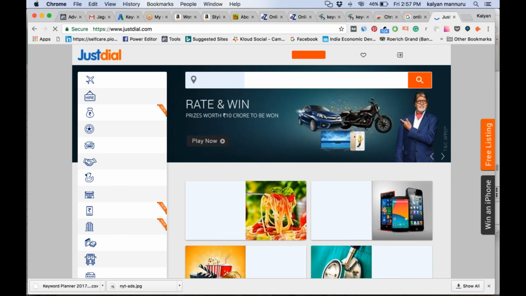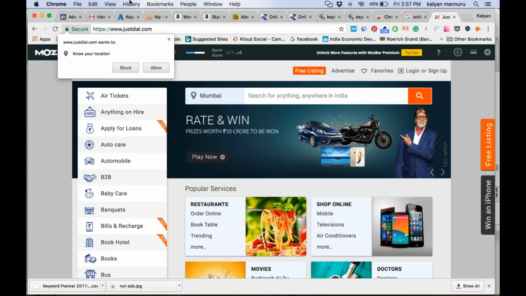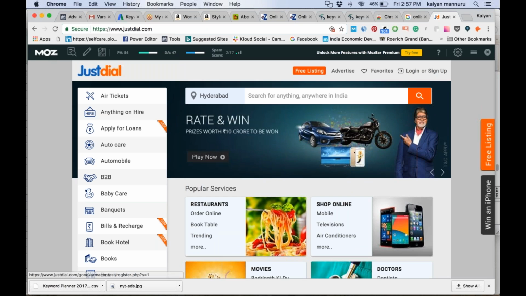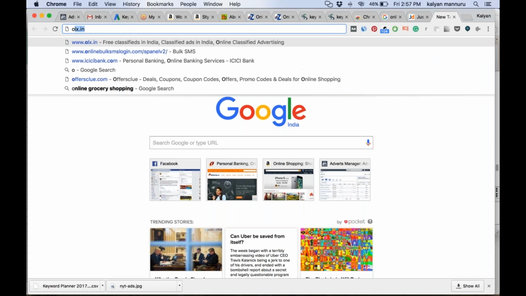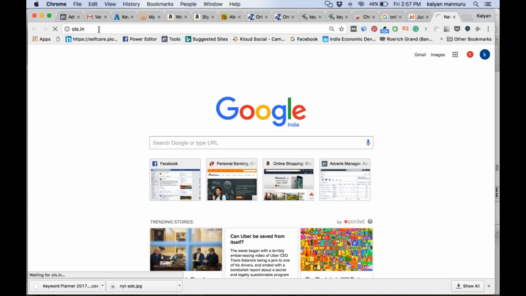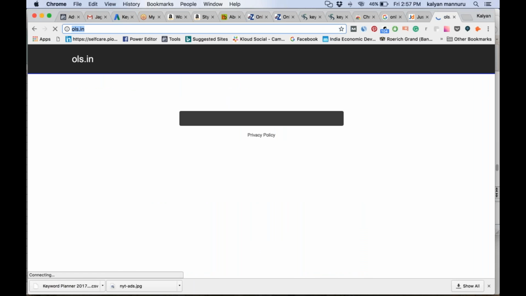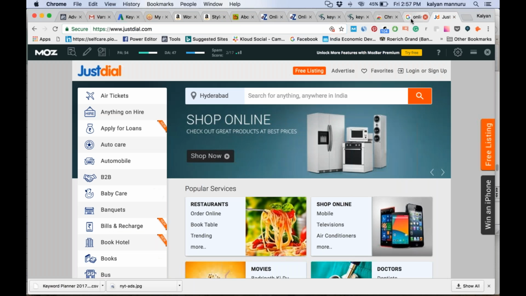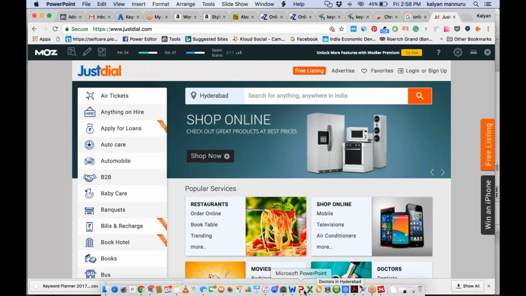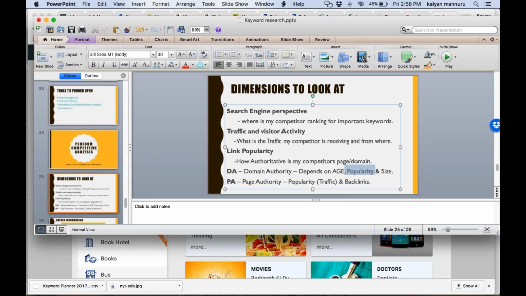If I go to justdial.com and list my website here, I'll be giving my link. This way I will be getting one incoming link from Justdial. Let's say I go to some other business listing, I go to olx.in and post one of the products on olx.in. That is called classified submission. On classifieds also I'll be posting my website, and I will be creating backlinks. I'll be improving backlinks for my website. That is how I can improve my popularity.